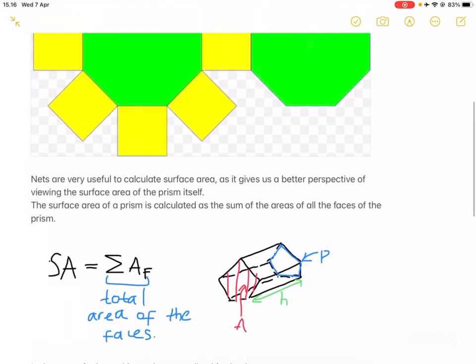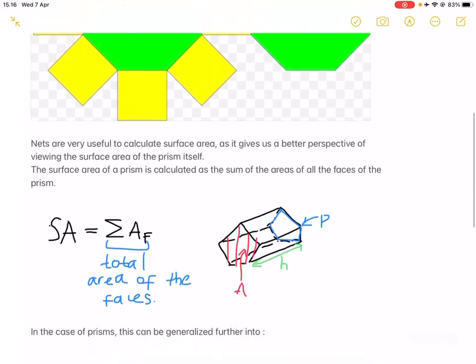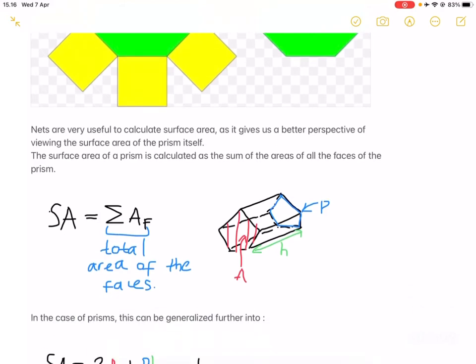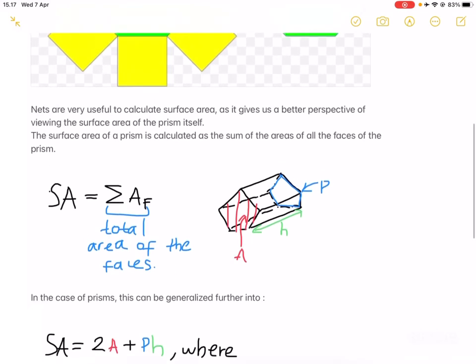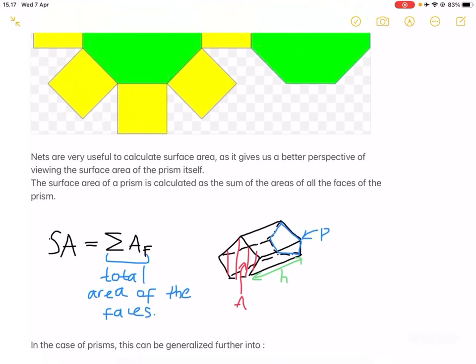The surface area of a prism is calculated as the sum of the areas of all the faces of the prism. So we have SA for surface area is equal to sigma AF, where the sigma AF is the total area of the faces. So you can just calculate the sum of all the faces. Well, this formula actually works for pretty much any 3D shape. So yeah.